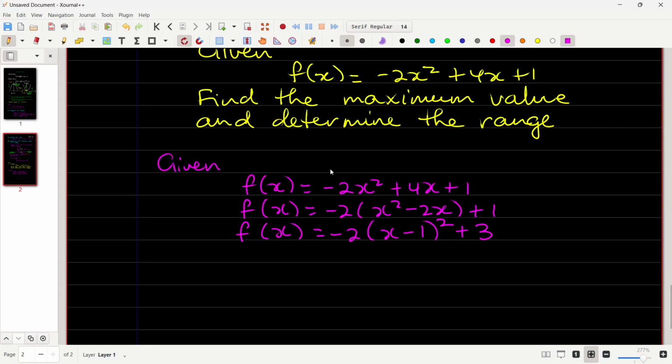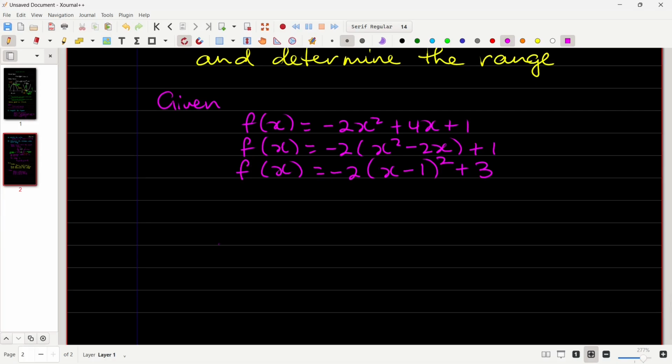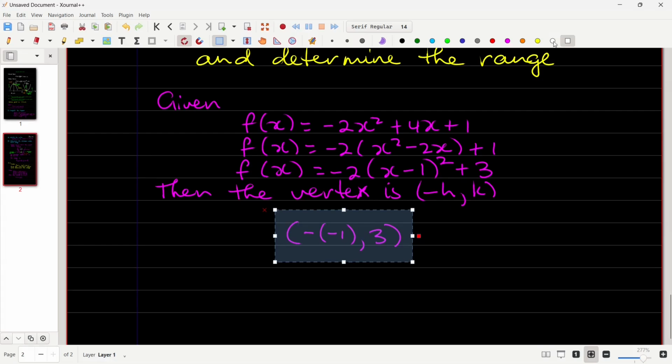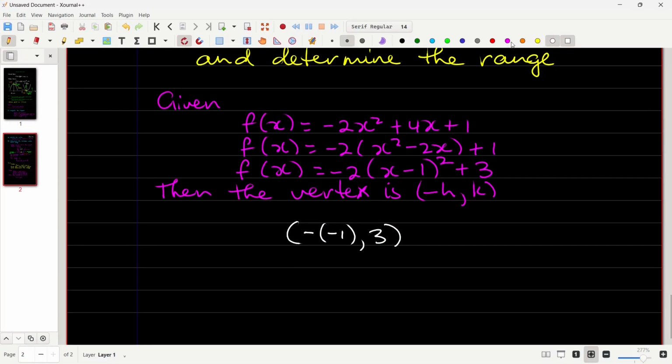Now, this means I can just simply go straight to the vertex. So the vertex is (-h, k), and that -h is the negative of -1. So I'm just going to put here the negative of -1 and then 3. You can see right away that this is going to give me, you know what, I should put this in white, because this is what's going on in my head. So I'm just going to put here (1, 3). And that's the answer for the vertex.